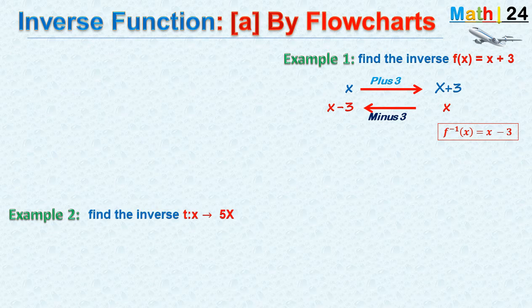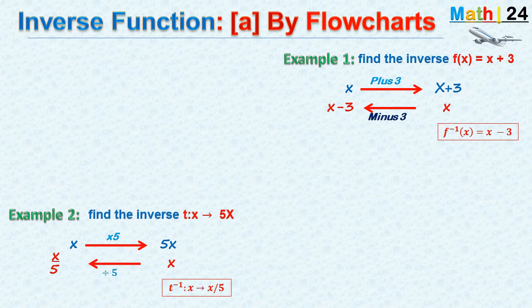Example 2, find the inverse of the function c of x is mapped onto 5x. In this case, we have x, you multiply by 5 to have 5x. The inverse will be you start with an x, you divide by 5 to have x on 5. And the inverse function is c inverse such that x is mapped onto x on 5.